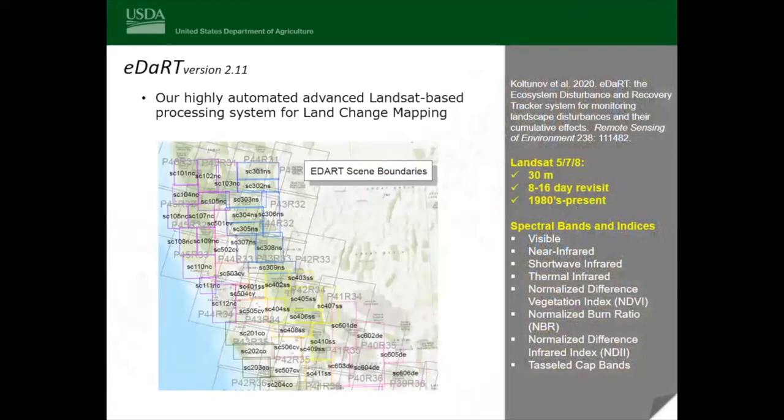So eDaRT, the Ecosystem Disturbance and Recovery Tracker, is our highly automated Landsat-based processing system for land change mapping. Our paper on the algorithm was published last year in Remote Sensing of Environment, that's there on the right. And we use data going back into the 1980s. It's all at the 30 meter scale and with new images every couple of weeks. The main bands and vegetation indices that we use are there on the right, including NDVI, but also the Normalized Burn Ratio and Normalized Difference Infrared Index. And runs are performed at the extent of those scenes that you see in that figure.